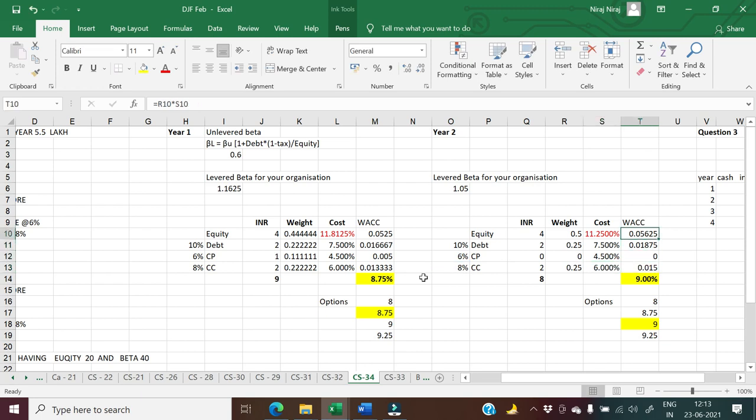So WACC is nothing but weight multiplied by cost. The total of that will come to 9%. You can pause the video here and retry it yourself also. The options that were submitted were these, and the answer is matching here as 9%.